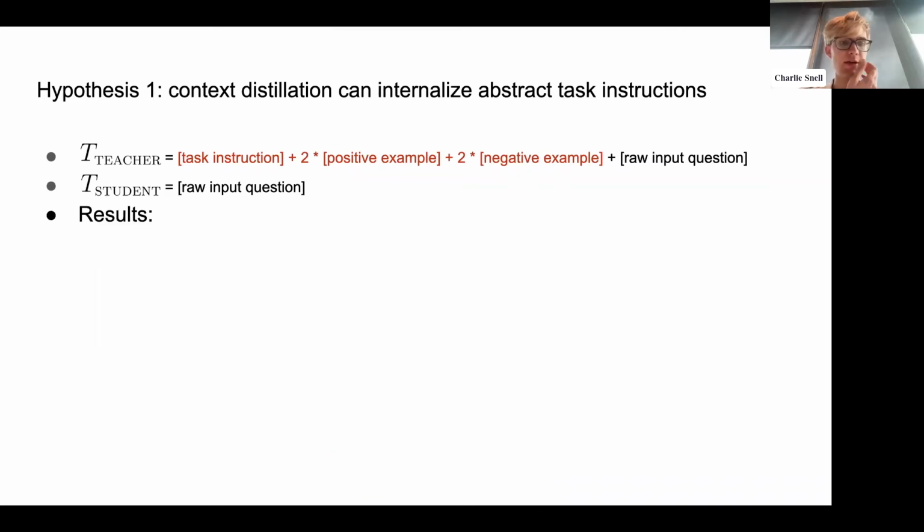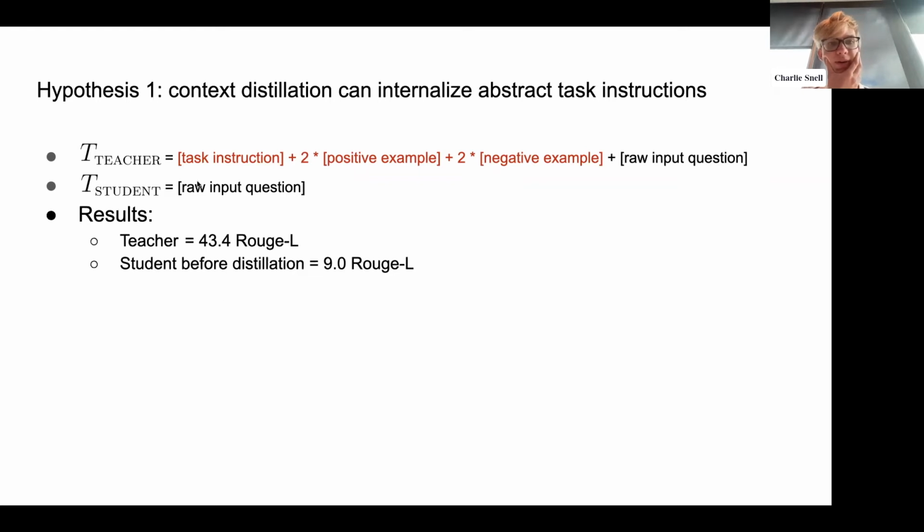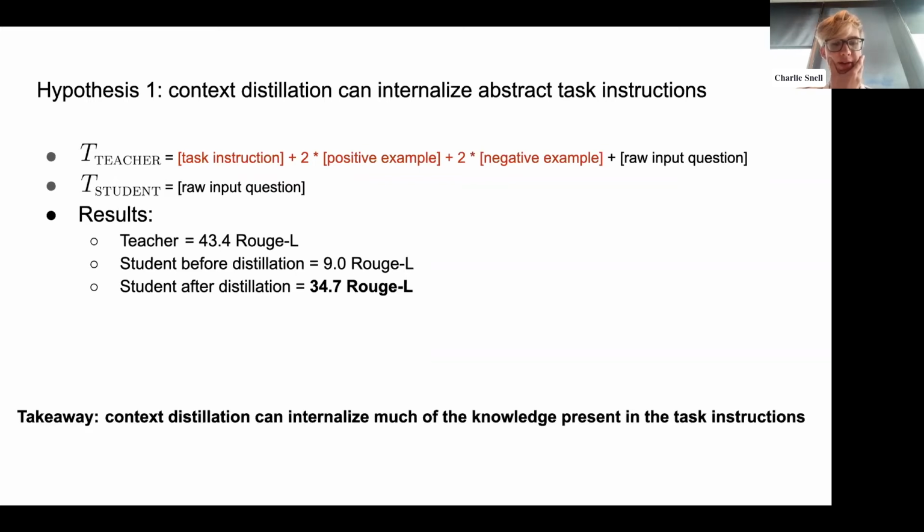We see that the teacher itself has a 43.4 Rouge-L performance across the 10 tasks we distilled on average. Before distillation, the student, you just give it the question, doesn't know what to do, right? There's no instruction, so it has a really low score. But after you distill it, it gathers a lot of the information that the prompt was providing to the teacher. So we're able to actually distill and internalize these abstract instructions. The takeaway here is that we can internalize some of the knowledge present in these task instructions.